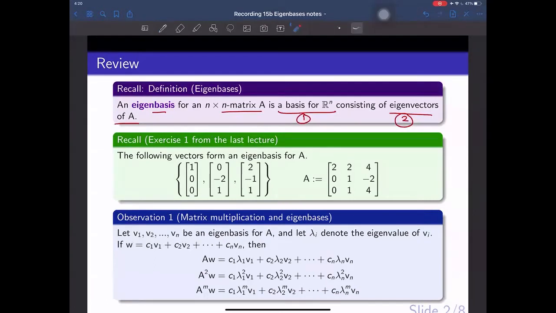Last time we looked at this matrix, we see that these three vectors form a basis for R3, and all of them are eigenvectors of A. So this set is an eigenbasis for A. Last time we talked about how eigenbases can be used to speed up multiplication. It is especially useful when you have a high power of a matrix.